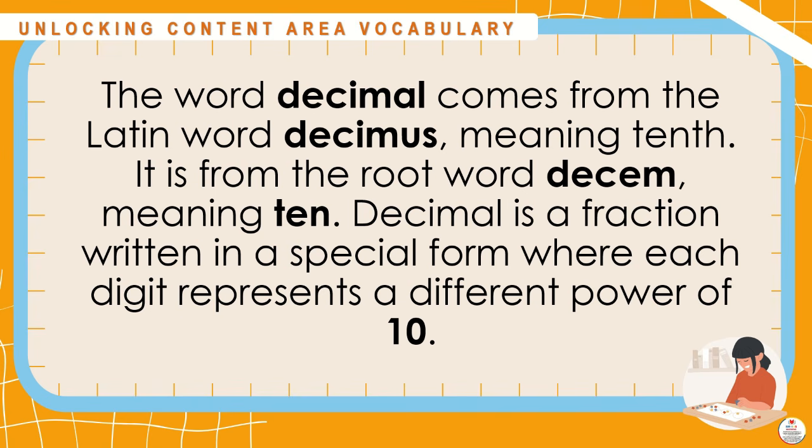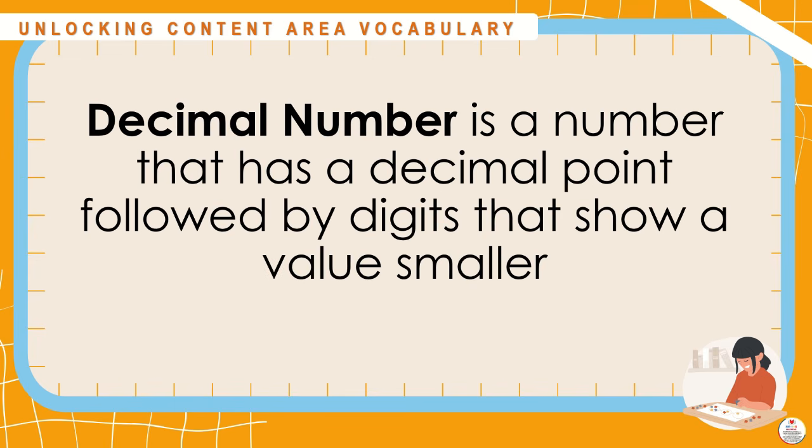The word decimal comes from the Latin word decimus, meaning tenth. It is from the root word decem, meaning 10. Decimal is a fraction written in a special form where each digit represents a different power of 10. A decimal number is a number that has a decimal point followed by digits that show a value smaller than one.